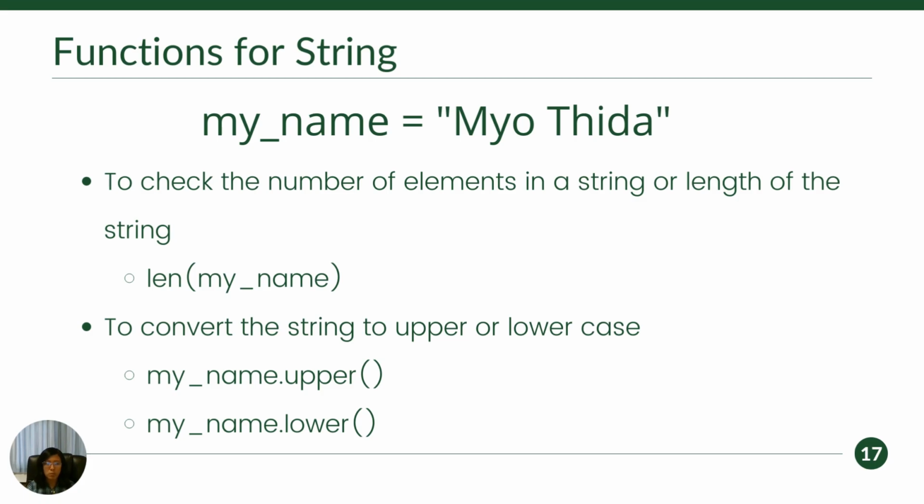This is quite important, especially in data science, when users enter the name sometimes in lowercase, sometimes in uppercase, and we want to synchronize them all. So all the names will be converted to either upper or lower, right?